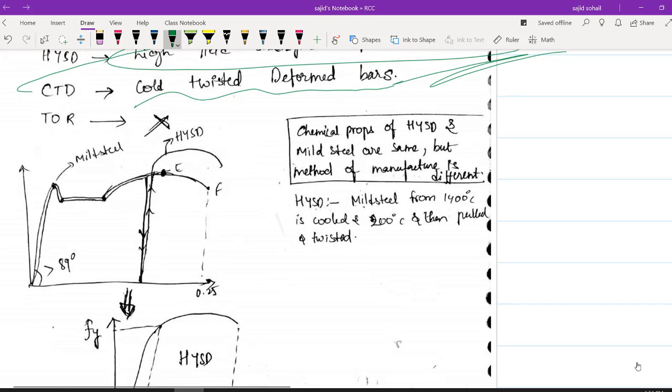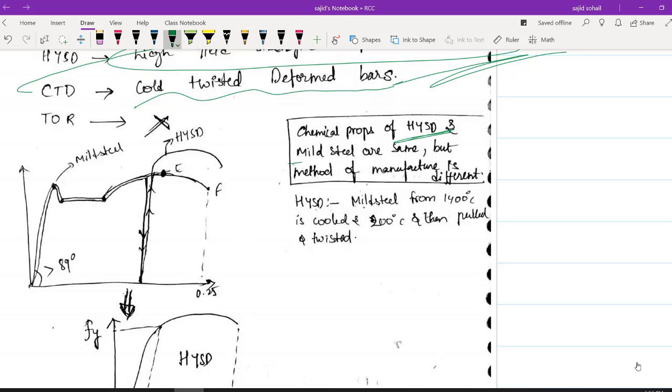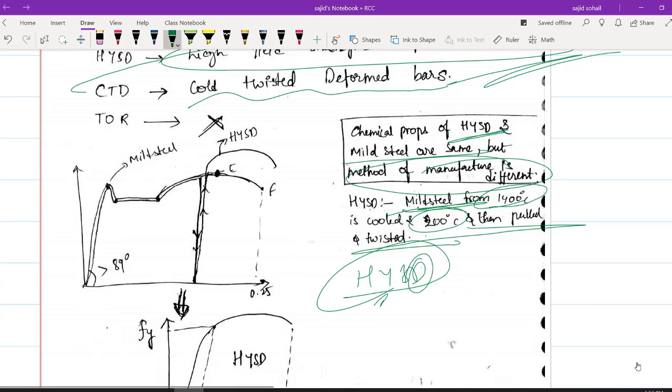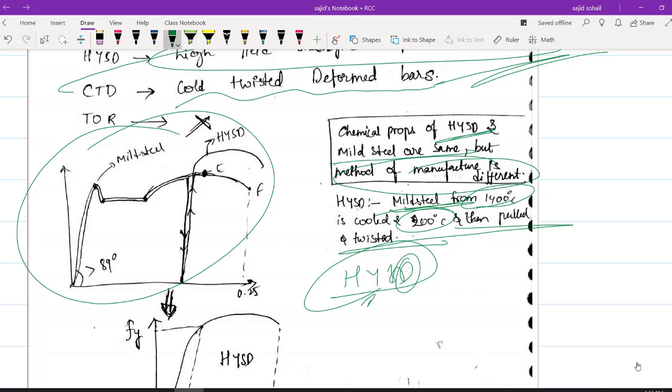So what is the concept? The chemical properties of HYSD and mild steel are one and the same, but the method of manufacturing is a little bit different. How? In the manufacturing process itself, mild steel is cooled from 1400 degrees, but not to room temperature, to 200 degrees centigrade. At this temperature, we are pulling and twisting the steel bars to get HYSD, high yield strength deformed bars. So this is your stress strain curve for mild steel, right?